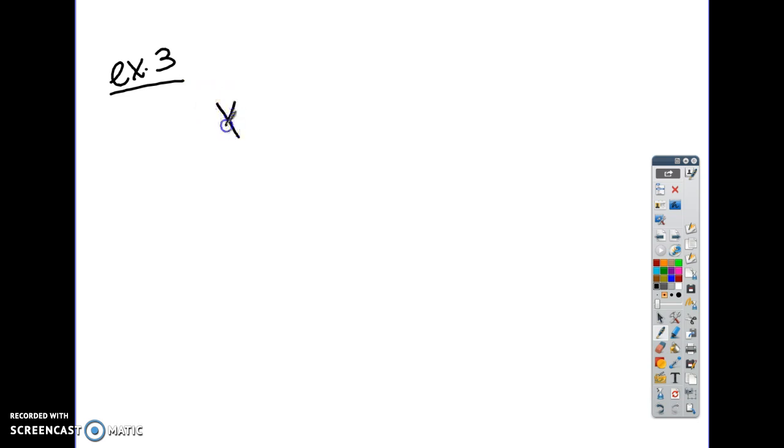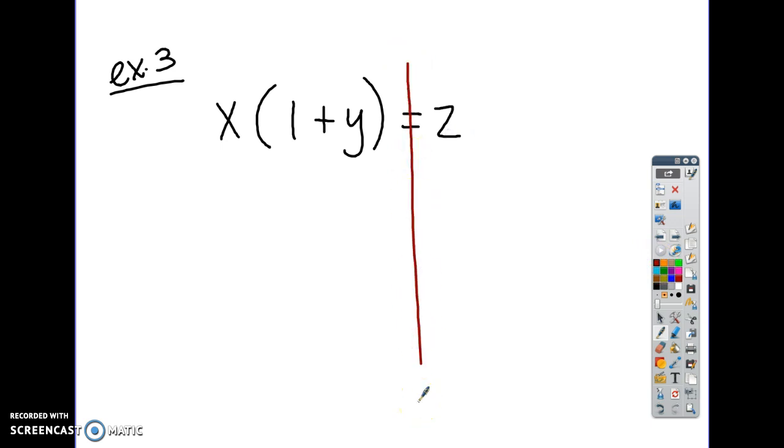I have x parentheses 1 plus y close parentheses equals z, and I want to solve for x. I know that you are really, really tempted to distribute the x to the 1 and the x to the y. We're not going to do that. This is a literal equation. How do you know it's literal? Because it has a lot of letters. So you're just going to do "C do."